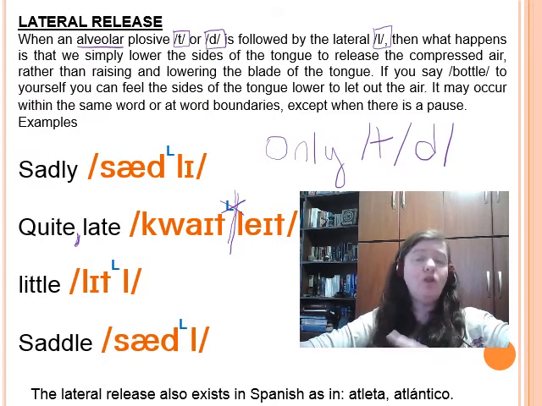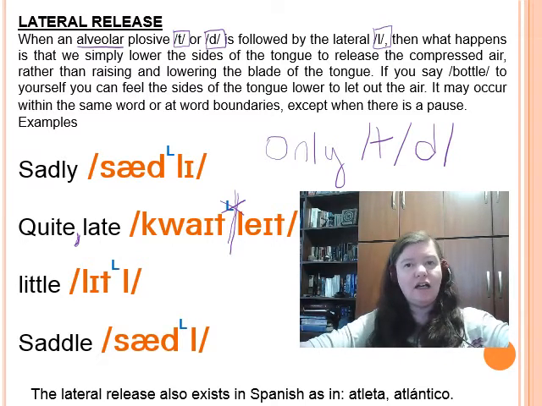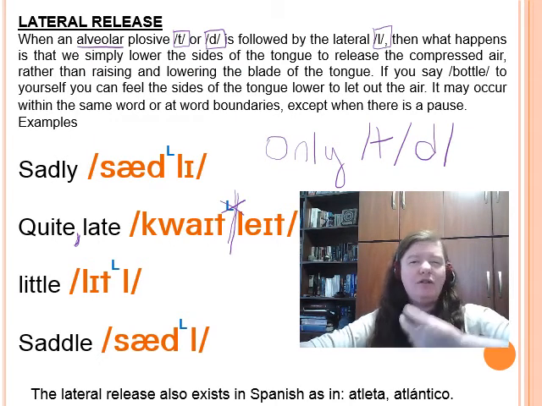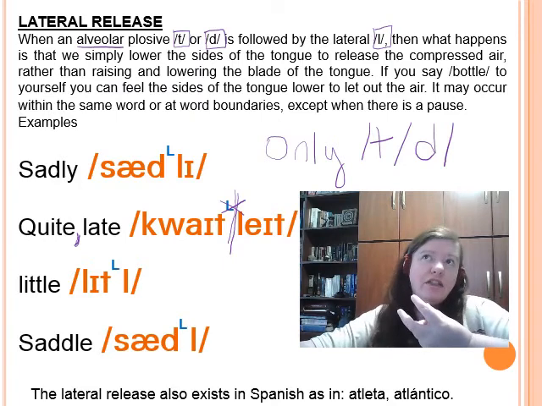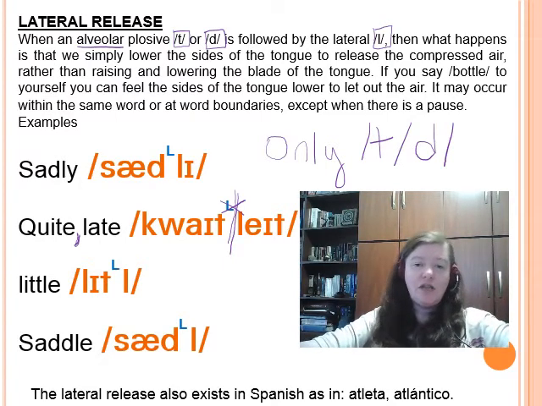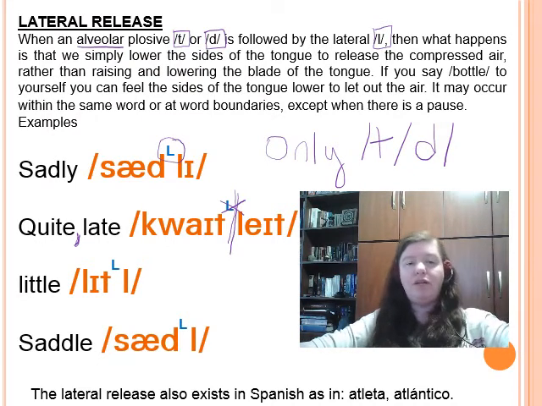This allophone also occurs in Spanish. For example, words like atleta, Atlántico, yes, you have the tl. Yes, you do it naturally. You don't have to think, I have to do the tl thing. No, you just do it naturally. The symbol, as you see, is a capital letter L between the plosive and the lateral sound.